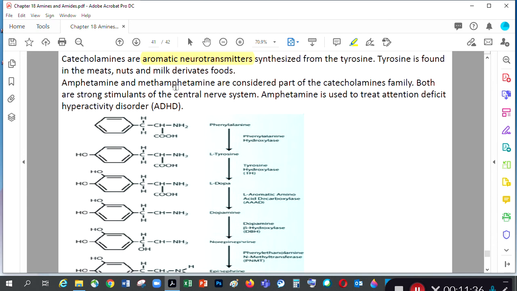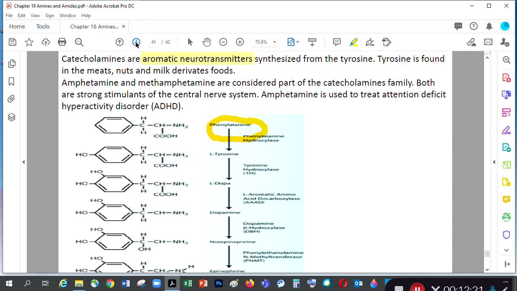Amphetamine and methamphetamine are considered part of the catecholamine family. Both are strong stimulants and very addictive for the central nervous system. Amphetamine is used to treat attention deficit hyperactivity disorder in children, ADHD, correct? And here again I show you, whatever you start with is the precursor, correct? You produce the tyrosine, and then you produce those neurotransmitters, with their precursors.